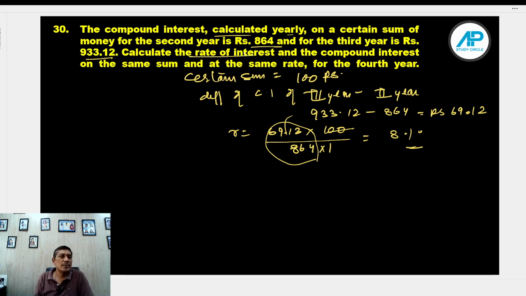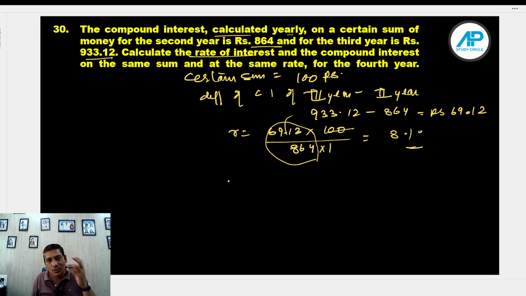Compound interest on the same sum at the same rate for the fourth year. Now comes the catch. मुझको यहाँ पर प्रिंसिपल नहीं निकालना है, मुझे केवल फोर्थ ईयर का इंटरेस्ट निकालना है. मेरे पास ऑलरेडी थर्ड ईयर का इंटरेस्ट है.